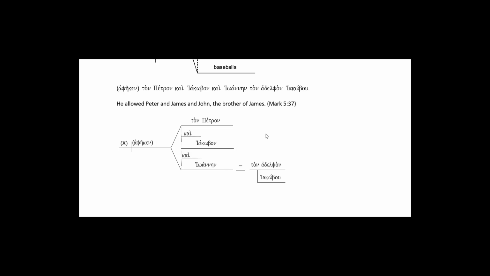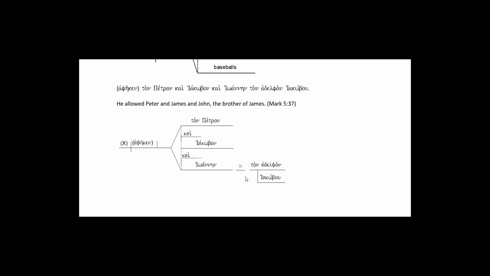So here's an example from Mark 5:37. I've abbreviated the text a little bit. It says, he did not permit anyone to go with him, but he did permit, and the verb is assumed, he permitted or he allowed, ton Petron, kai Jacoban, kai Ioannein, ton Adolphon Jacobu. So he permitted or he allowed Peter, ton Petron, and James, Jacoban, and John, Ioannein. So this is a compound direct object. Could be 2 items, could be 3, could be 20.